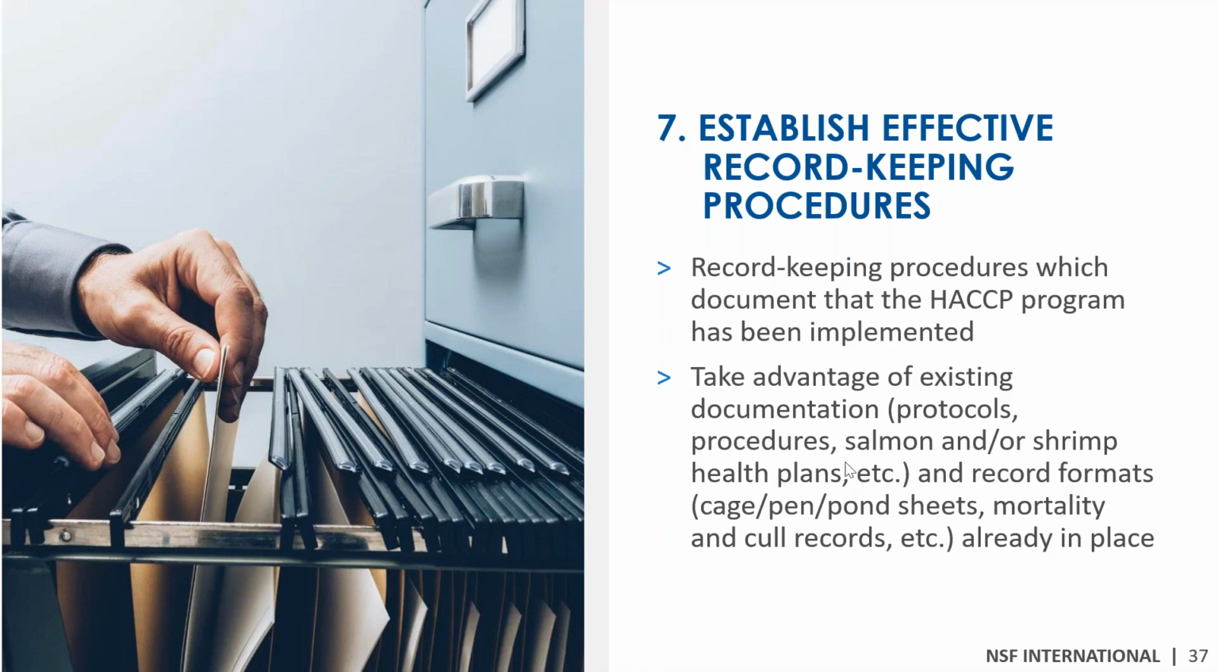So that means, if you haven't already started this process, take advantage of what you've got in your existing HACCP program documentation, your protocols and procedures, any health plans you have already, and your record formats that you've got already in place, and decide: do you have objective evidence you can already utilize to help answer your questions about your animal welfare risks and hazards? Or do you need to add and tweak a little bit? A lot of times it's not starting from zero. Sometimes you can actually take advantage of what you've already got in place.